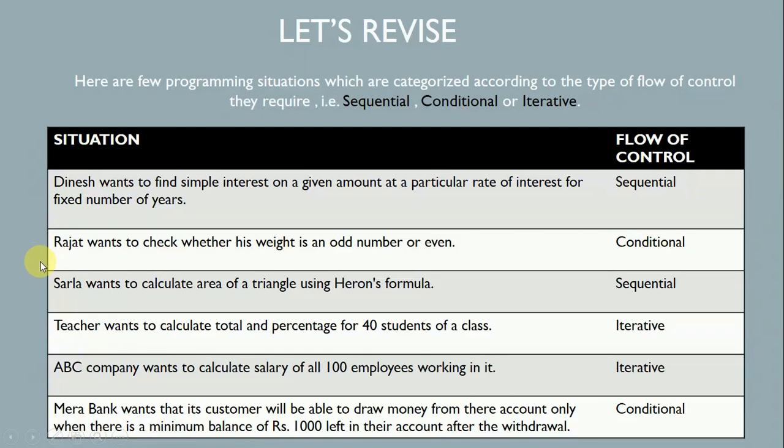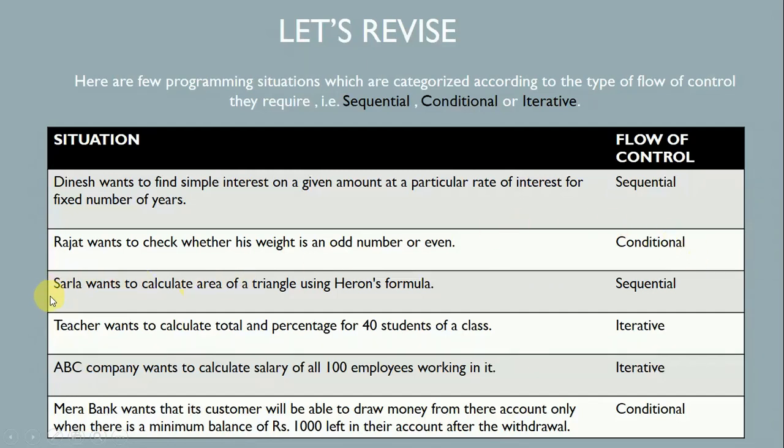Let us take the second situation. Rajat wants to check whether his weight is an odd number or even. So in this case, you can see you have to input weight and you have to check whether it is odd or even. So in this case, branching is there. So this is an example of conditional flow of control.